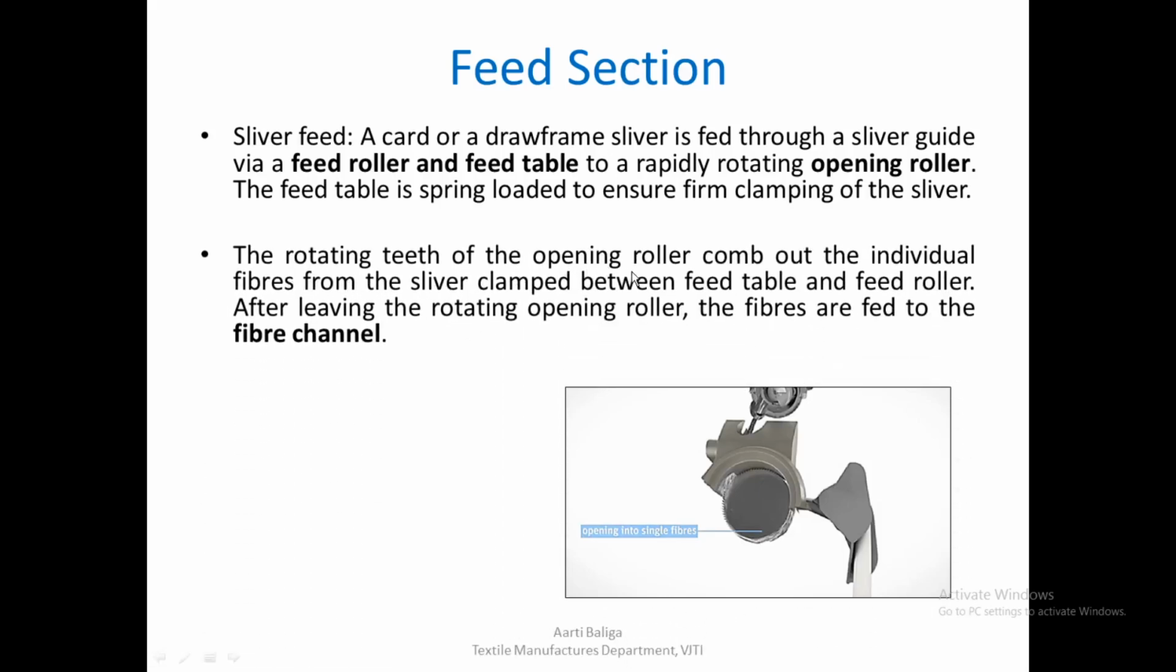The rotating teeth of the opening roller comb and open out the fibers to the individual level from the sliver clamped between the feed table and the feed roller. After leaving the rotating opening roller, the fibers are fed to the fiber channel. So this feed section consists of these two things. Even the opening roller is similar to the carding, and whatever licker-in is there in the card, it is similar to that. The teeth and all the other specifications would be similar.